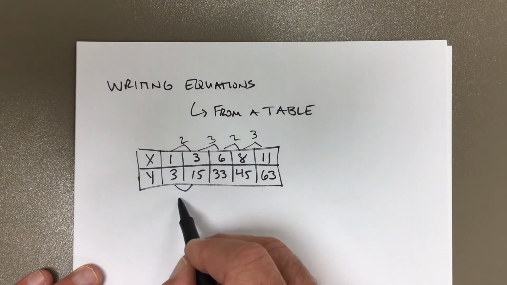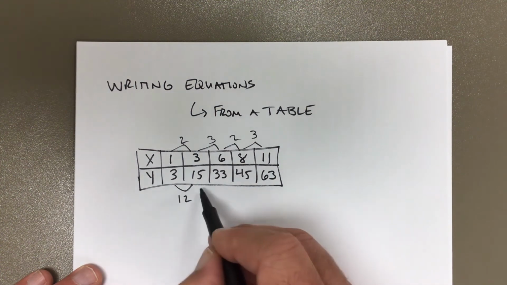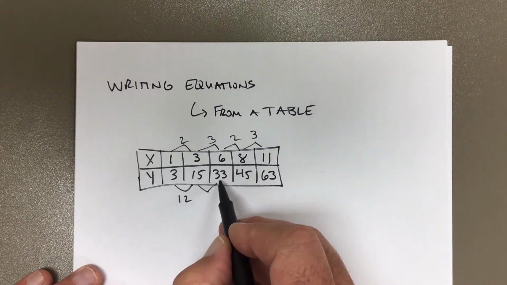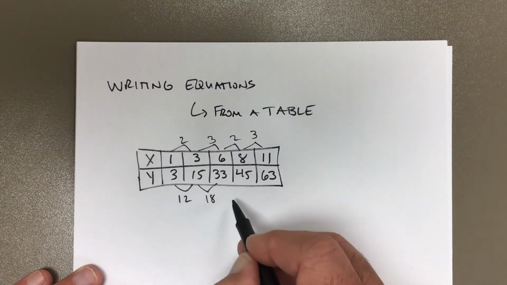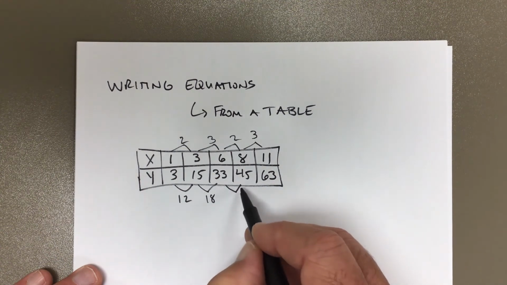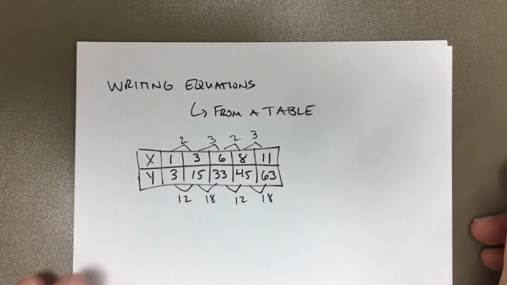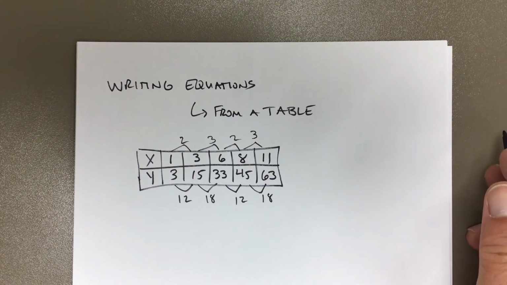What is this? This is up 12, and then this is up, what, 15, and then plus 3 more is 18. And then this is up 12 again, and then this is up 18. Wow, this is all over the place. How would we do this? What are we going to do here?